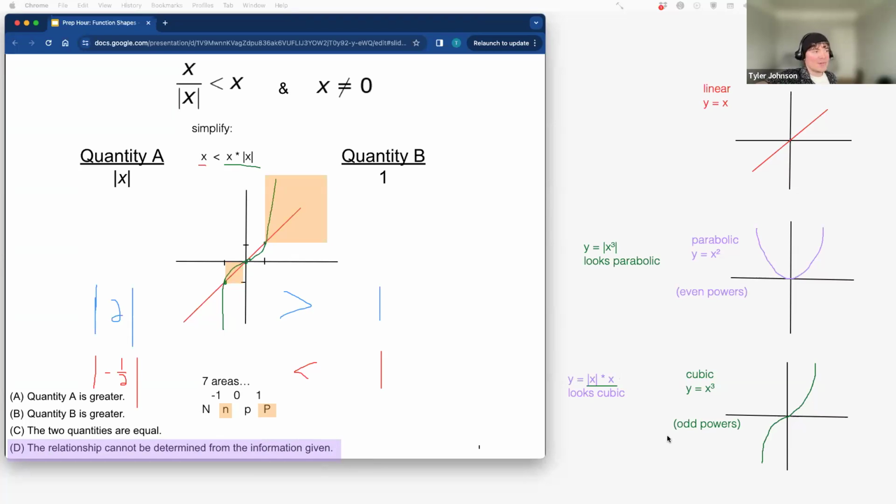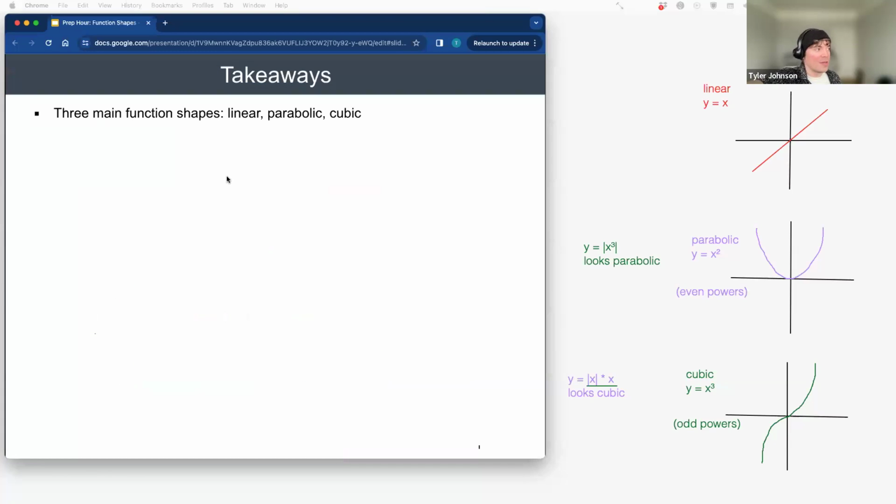All right, and that's how you can use function shapes to visualize the domain of x. So if you don't want to pick numbers, if you instead want to think visually, this is how you do it. So to kind of recap what we talked about, you've got your three core shapes: linear, parabolic, and cubic. When you have upfront info, use that to help you visualize the domain of x. If your quantities look like that, it's less the domain of x and just what x looks like, but still useful.